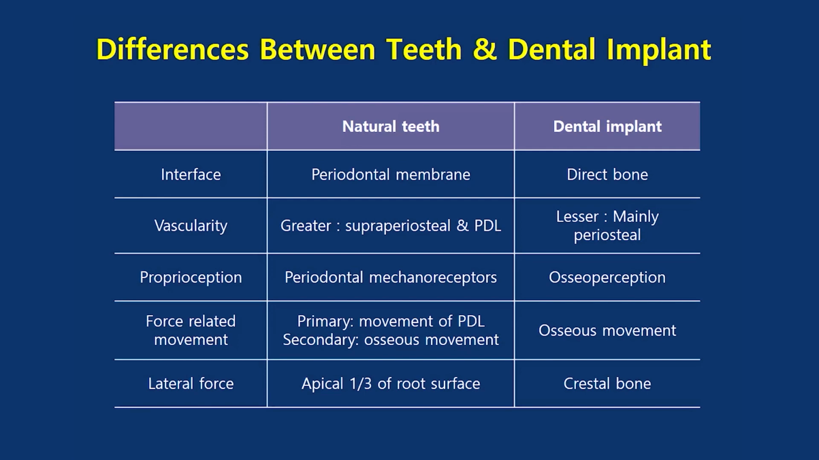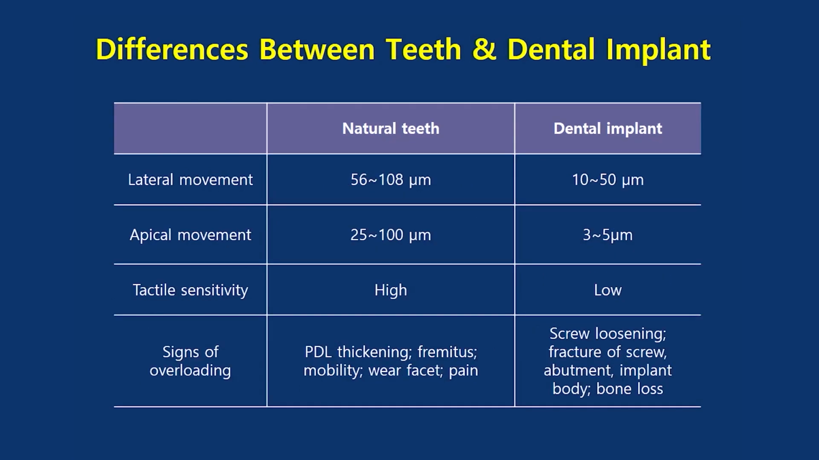The natural tooth is connected to bone with a PDL, but dental implant has direct bone contact. Regarding movement due to force, as for natural tooth, there is movement first in the PDL. However, the implant is restricted by the bone. When lateral force is applied, it is delivered to 1/3 of the root. However, in the case of implant, it is concentrated on crestal bone.